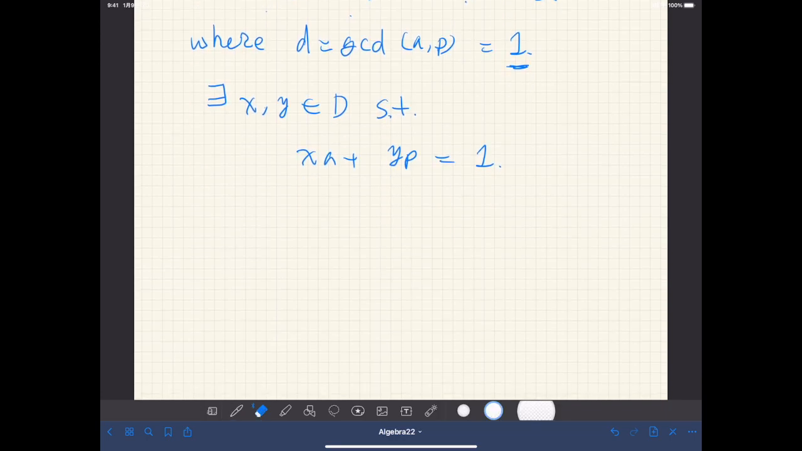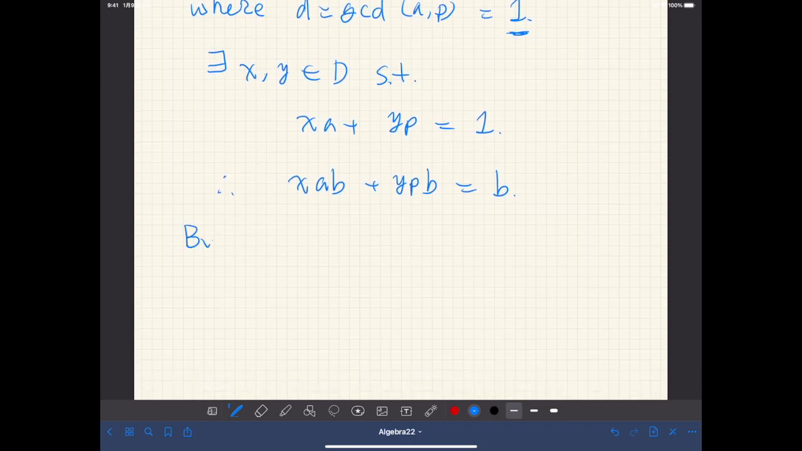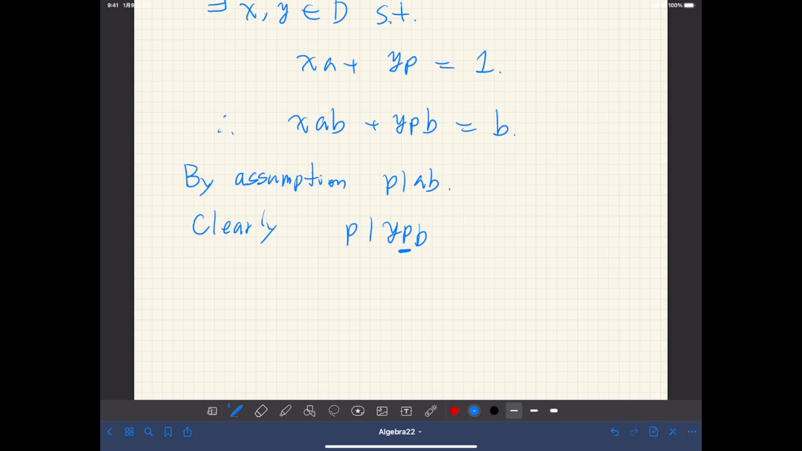If we multiply both sides by b, we have xab plus ypb equal to b. And by assumption, P divides AB, and clearly P divides ypb because there is a factor P here. Therefore, P can divide the left hand side, therefore P divides B, and that is what we wanted to show. Therefore, P is a prime, and we are done.